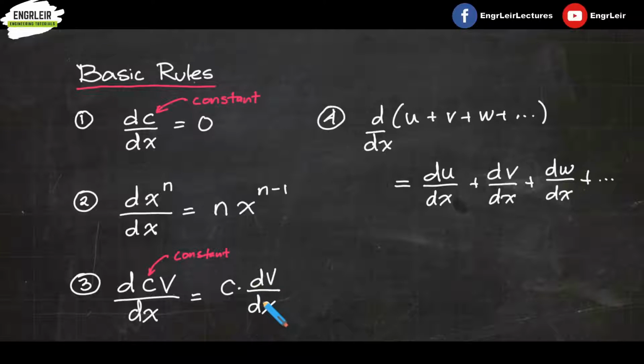Another rule is that yung derivatives, pwede mong i-distribute. Meron tayong distributive property. For example, I have several functions, u, v, w, and so on. Kukunin ko yung derivative nung sum nila. What I can do is, I get the derivative of each part bago ko i-add. So distributive yung derivative.